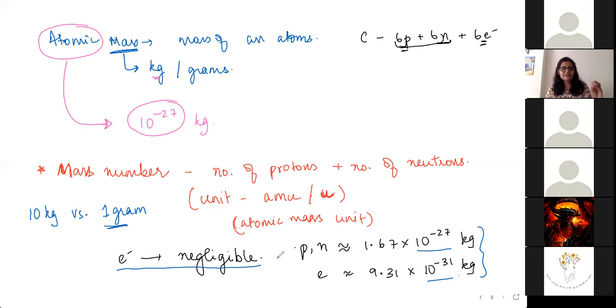They have some mass, but it's not a big difference if you consider electrons or don't consider electrons. So that is why mass number, this is important, is equal to the number of protons plus the number of neutrons present in the atom. So whatever number comes, add up all the protons, add up all the neutrons, that much AMU is the atomic mass number of the atom.